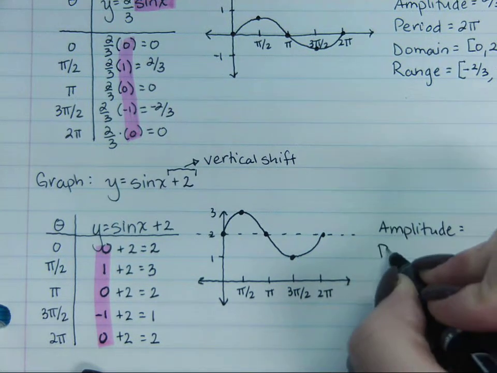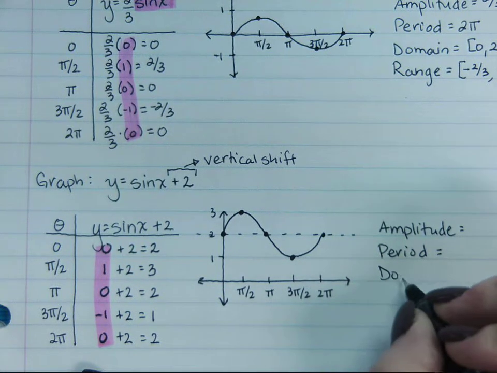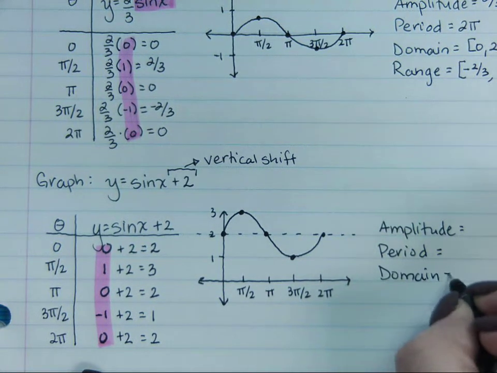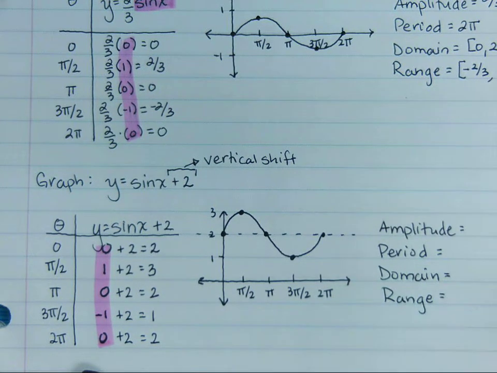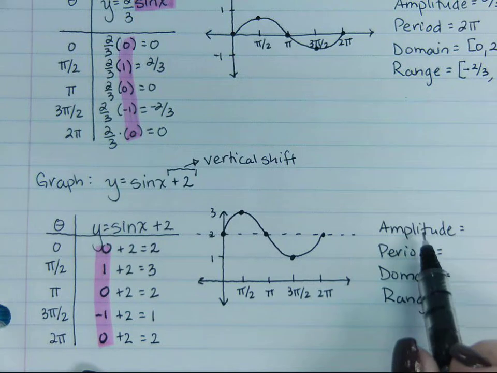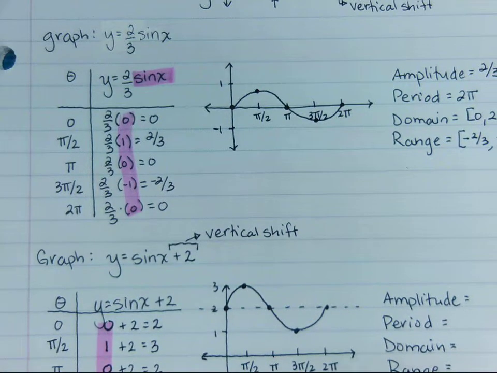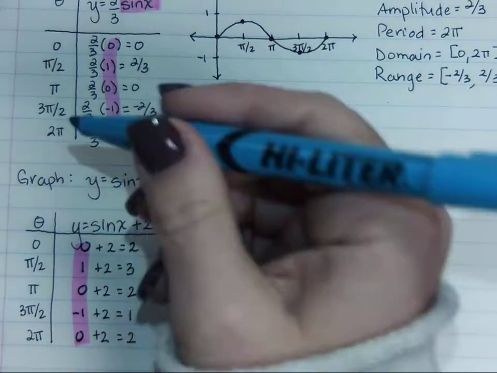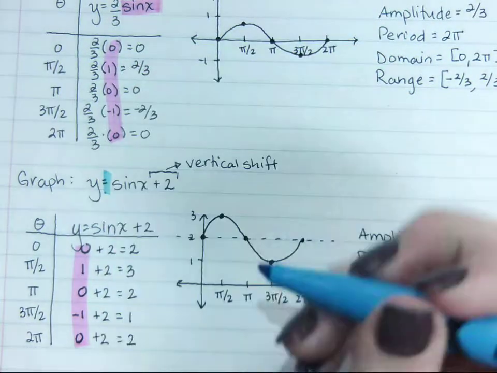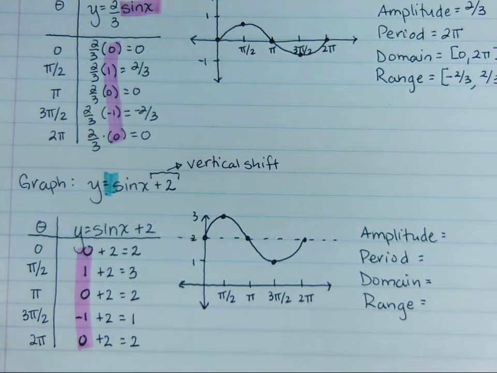All right, so let's write down those 4 because we're going to be identifying these pretty much on every graph we make. And it's really easy to do once we make the graph. So your amplitude, all right? When you're looking for the amplitude, it's always this value right here in front of sine. That's your amplitude. Whatever the number is that's sitting there, that's what you're going to use.